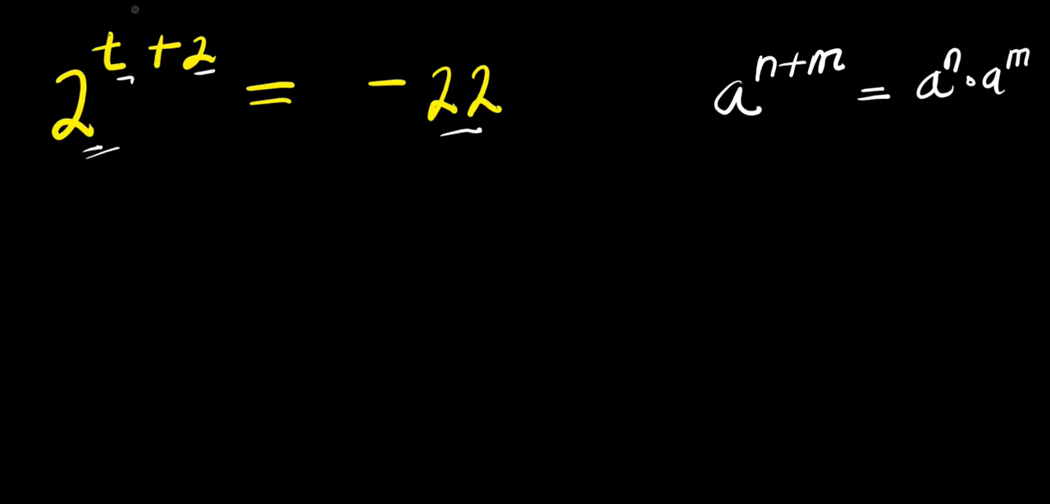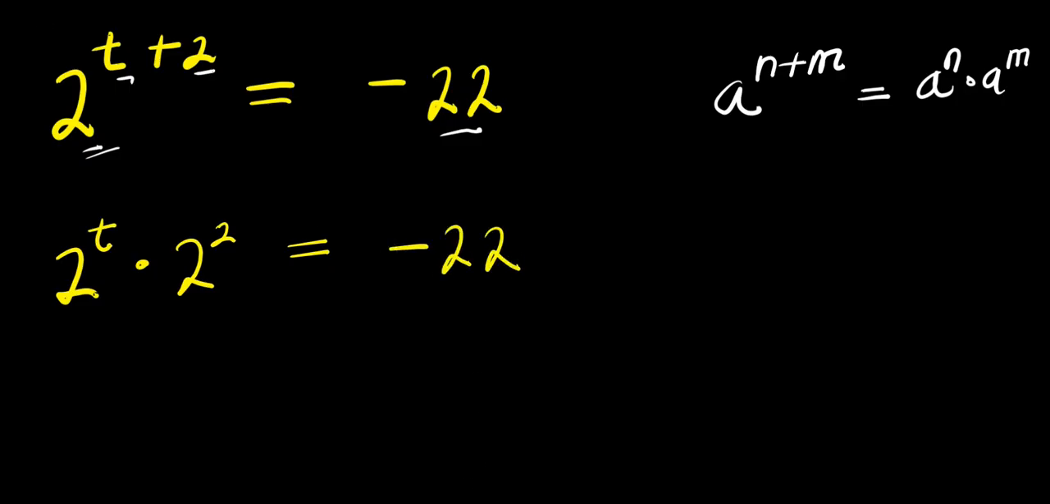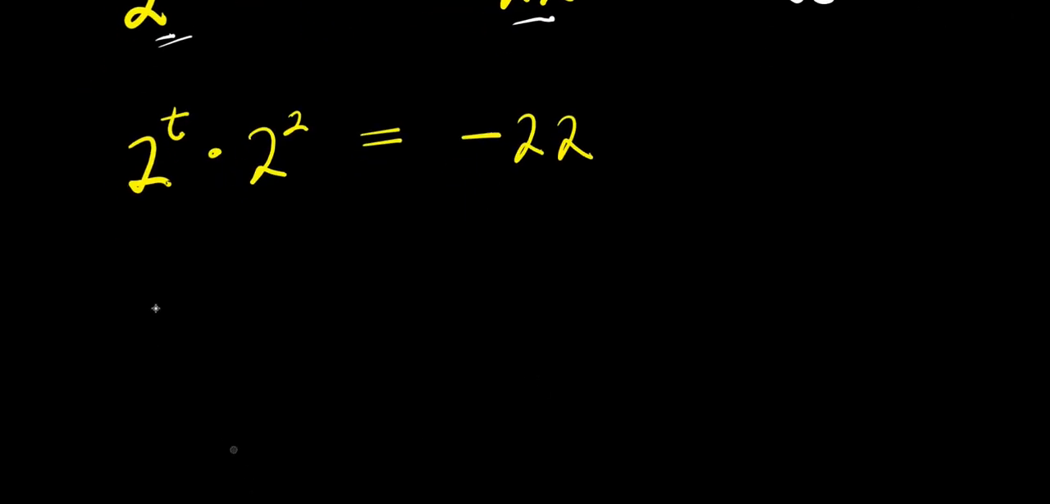Applying that here, we have 2 power t times 2 power 2 equals negative 22. So from here, we have 2 power t times 2 power 2, which is 4, equals negative 22.